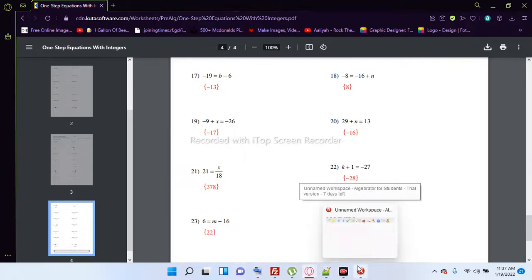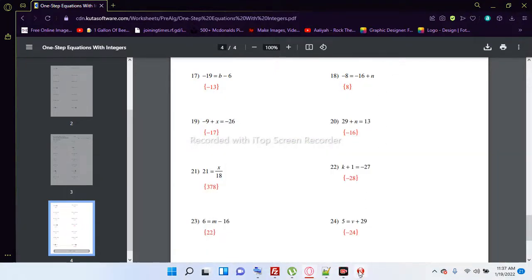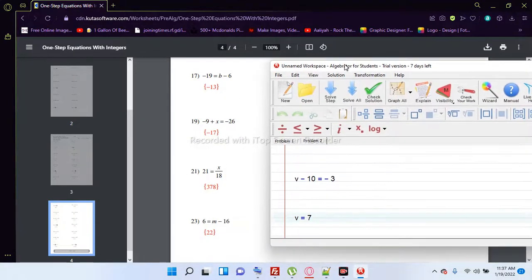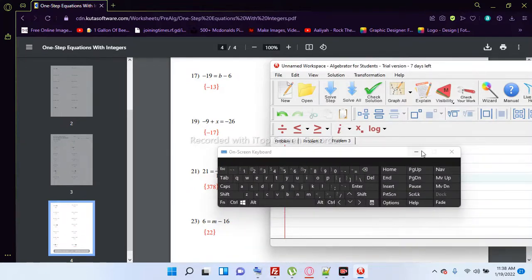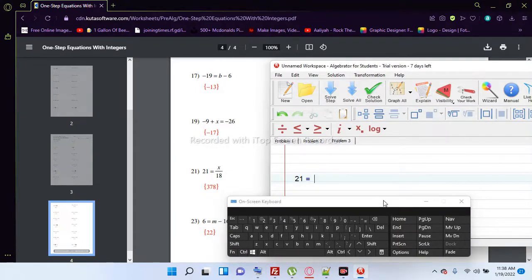Now, with the Algebrator, what you want to do is type in a new page. It says 21 equals x over 18. Now I'm going to show you how to type that in. Type the number 21. Then you get your equal sign. Type your equal sign. Now what you need to do is put in the fraction sign. That's this sign here. That's the fraction sign.